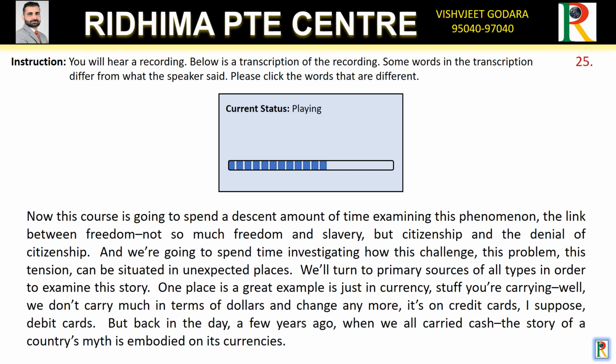One great example is just in currency. Stuff you're carrying, well, we don't carry much in terms of dollars and change anymore. It's on credit cards, I suppose, or debit cards. But back in the day, a few years ago, when we all carried cash, the story of a nation's myth is embodied on its currencies.